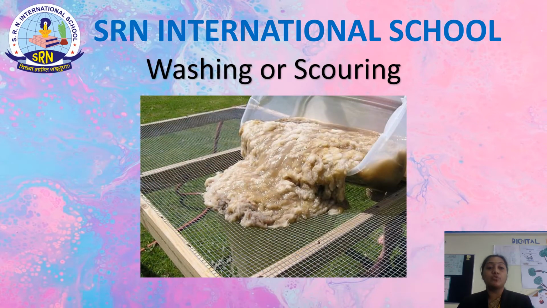Next we come on to washing or scouring. Washing or scouring is done to remove the dirt and dried perspiration from the skin of the sheep. When the fleece is on the sheep, it's usually covered with an oily layer that is called yolk. So to remove yolk, to remove dirt and to remove the dried perspiration, washing or scouring of the wool is done once it is removed from the skin of the sheep.